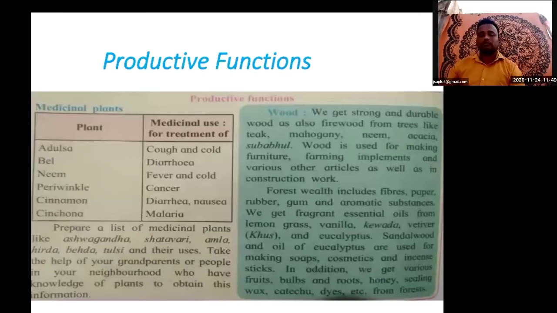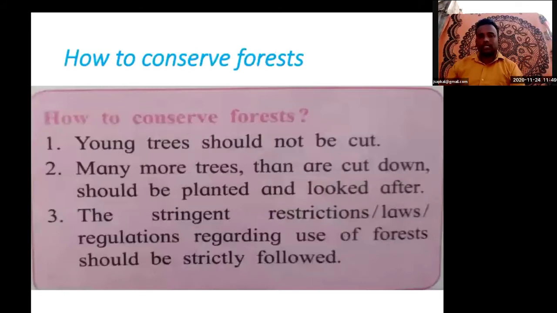Young trees should not be cut. This is one conservation method. Many more trees than are cut down should be planted and looked after. If you think about cutting down trees, you have to plant many more trees beforehand and look after them. Planting is not the only responsibility; we have to take care of the plants.